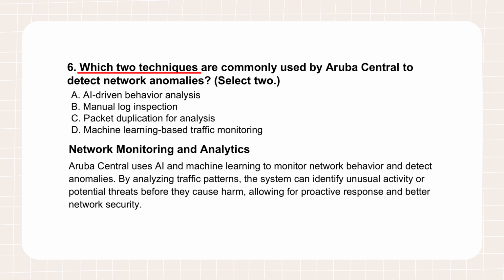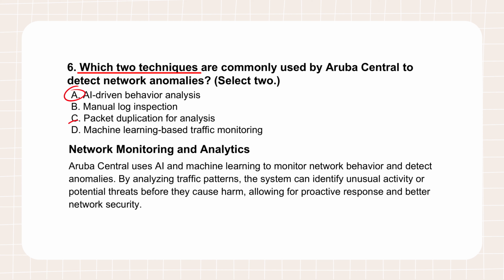Okay, question 6 brings some AI magic into the mix. Which 2 techniques are commonly used by Aruba Central to detect network anomalies? Select 2. The answers are AI-driven behavior analysis and machine learning-based traffic monitoring. So it's basically using some smarts to find anything that looks fishy. Yeah, that's a good way to put it.